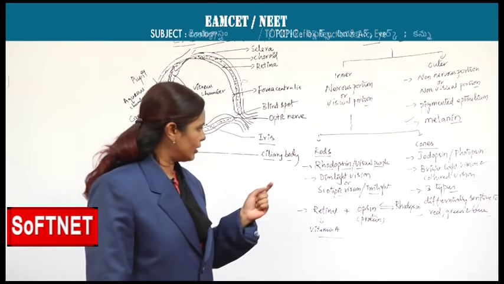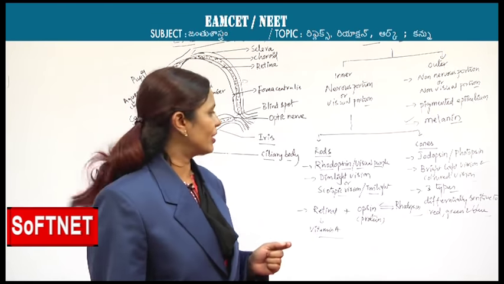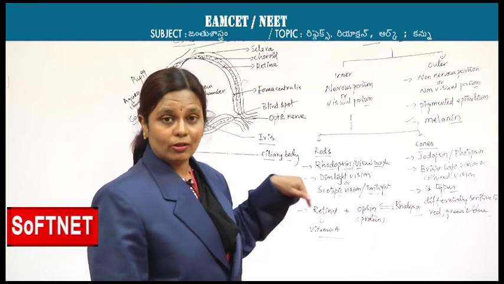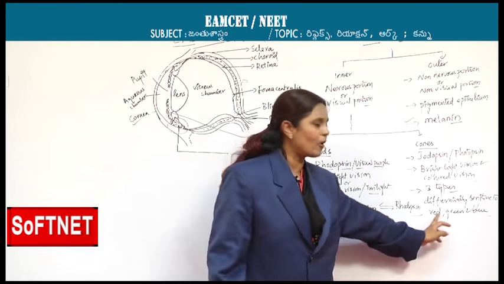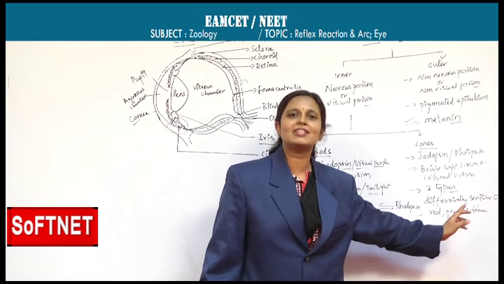That means, can we see only these 3 colors? No, but we can see all other colors, right? So formation of images of all other colors is nothing but a combination of these 3, just like primary colors.